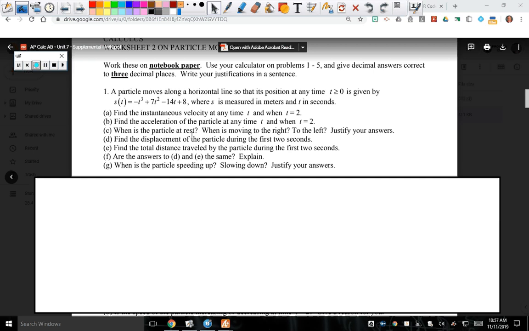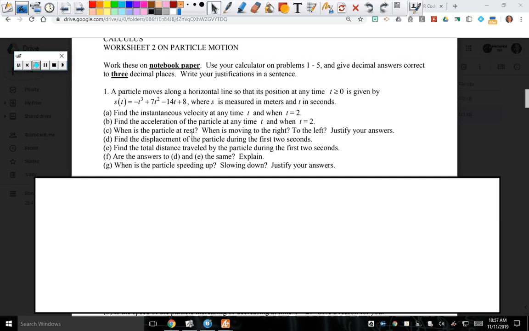Alright, so we are looking at a particle in motion. This is a horizontal line movement. s of t is the function's position, and t is greater than or equal to 0. It's given by that. As far as a default, there's no negative time. And immediately you see that it's in meters per second if it's a velocity. So you have meters and you have seconds. So you're given the position function.